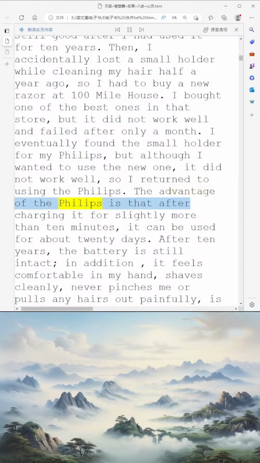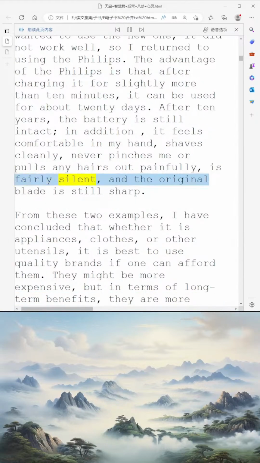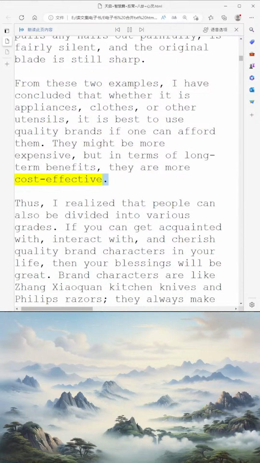The advantage of the Philips is that after charging it for slightly more than 10 minutes, it can be used for about 20 days. After 10 years, the battery is still intact. In addition, it feels comfortable in my hand, shaves cleanly, never pinches me or pulls any hairs out painfully, is fairly silent, and the original blade is still sharp. From these two examples, I have concluded that whether it is appliances, clothes, or other utensils, it is best to use quality brands if one can afford them. They might be more expensive, but in terms of long-term benefits, they are more cost-effective.